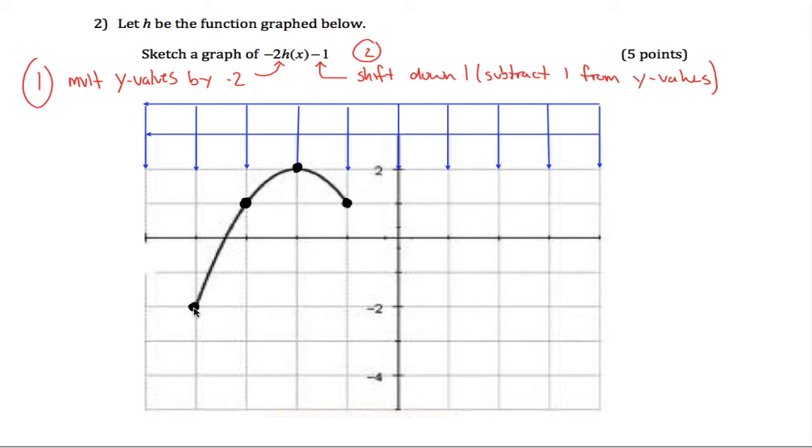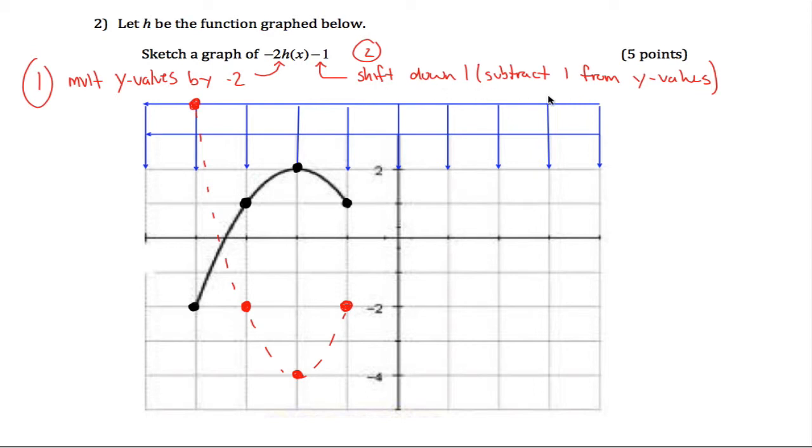So let's see, I have a y value right here of negative 2. If I multiply negative 2 times negative 2, I get positive 4. I have a y value here of positive 1. 1 times negative 2 is negative 2. Y value here of positive 2 times negative 2 is negative 4. And positive 1 is a y value times negative 2. That gets me there. It's kind of an intermediate step. If I just apply that first transformation, I get a graph that looks more or less like that.